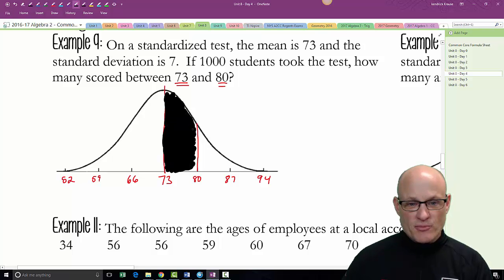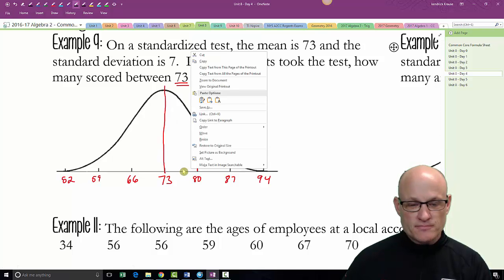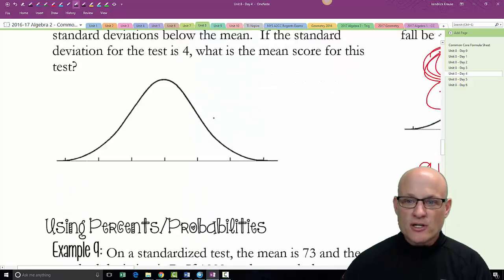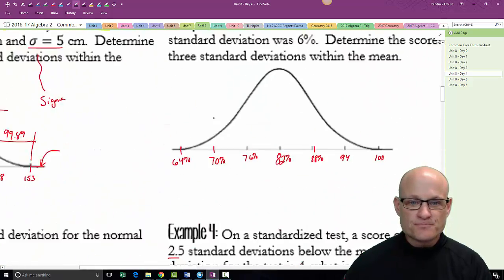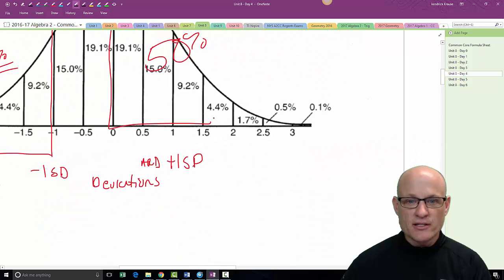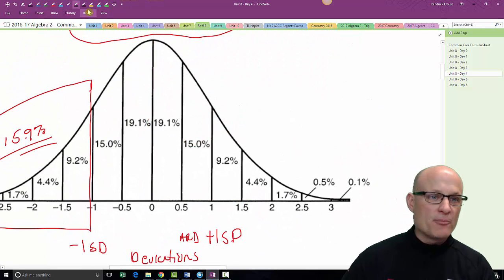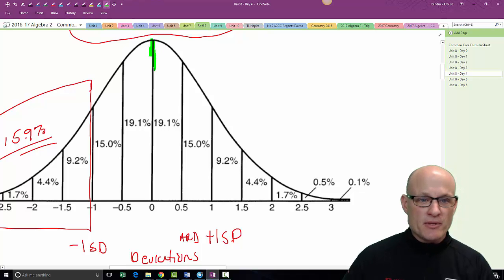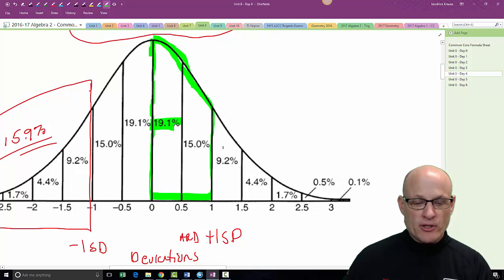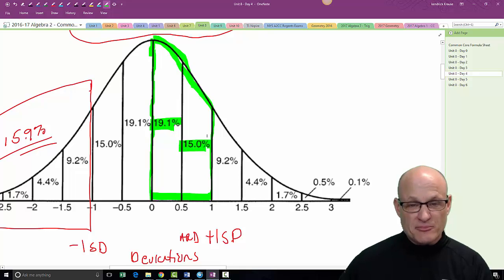Now for this, I can just use my normal distribution curve. So I come up here and I say, okay, what am I really talking about? I'm talking about up 1 standard deviation. So from my mean, I'm talking about going up 1 standard deviation. So this is the part of the curve that I'm talking about. Well, that is 19.1% and 15%.